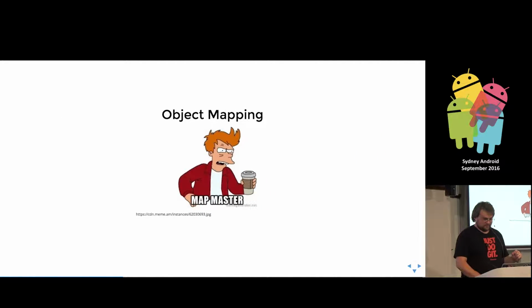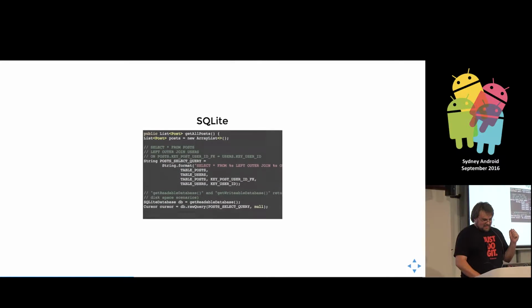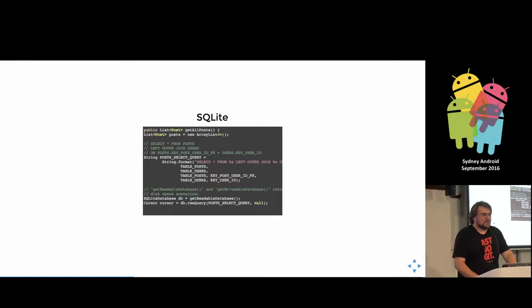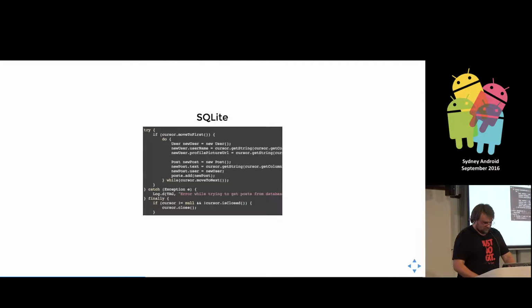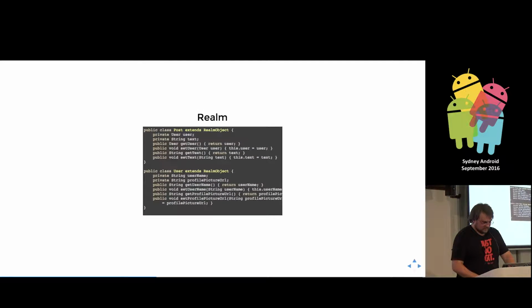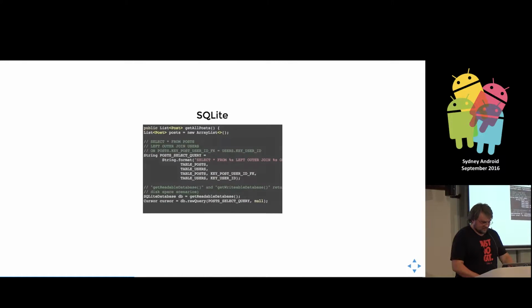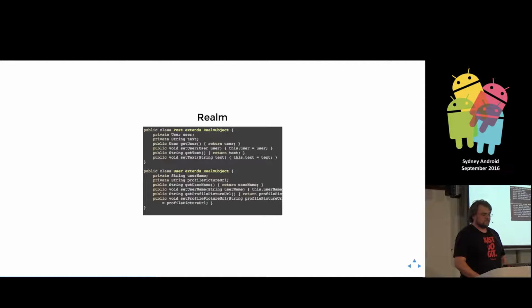Object mapping. Strings. Why are we still using strings? It's 2016, Java is a statically typed language, and we are using strings to fetch data out of a file on disk. Why? And that's all I need in Realm. That's it.